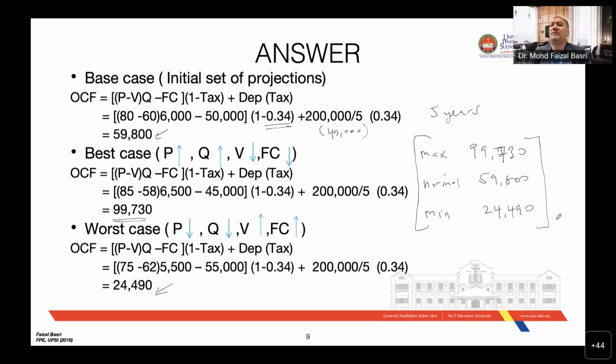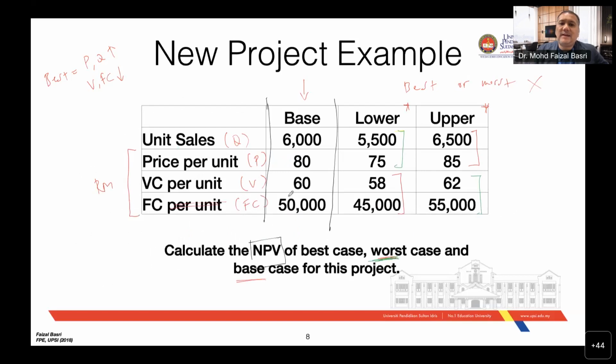So this will be the range. Now, by having these two pieces of information, you get a better understanding of this project's potential returns. Now we have more information as compared to if we do some basic analysis and base our information just on the 59,800. But now, by having this scenario analysis, we have a better understanding of the potential project. So maximum 99,730, minimum 24,490. And the question doesn't ask you to stop here, as this is just your operating cash flows. The question asks you to find the net present value.